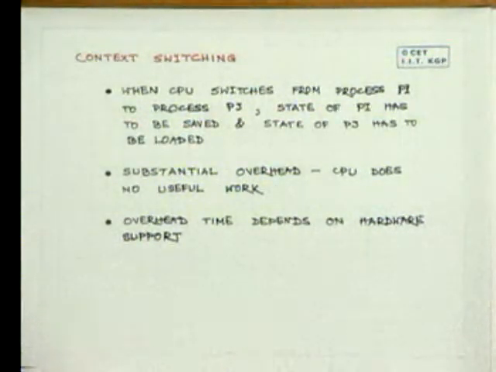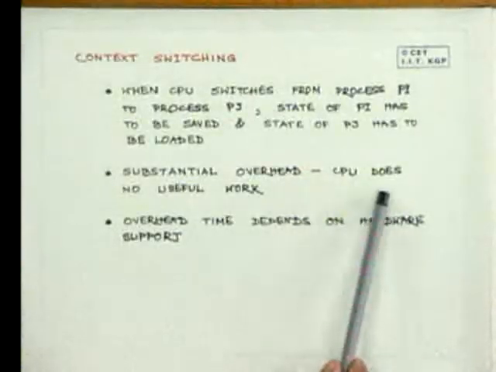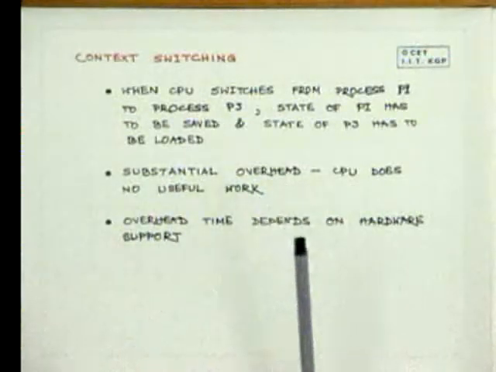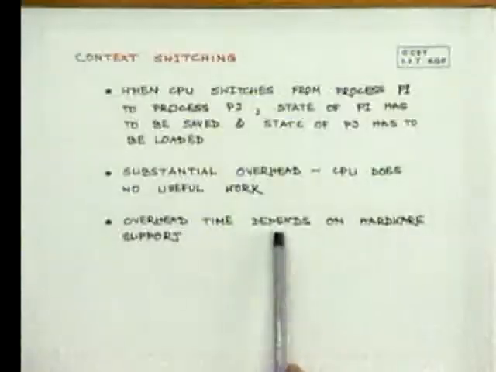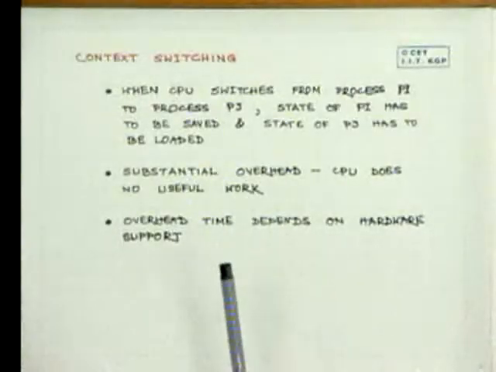All these registers have to be saved, the program counter has to be saved, the PSW has to be saved, and memory management information has to be saved. Now, how much overhead? It is an overhead in the sense that the CPU does no useful work during this time. That means no user process is executing, and the CPU is doing work which adds to the overhead only. This overhead time will depend upon the hardware support.